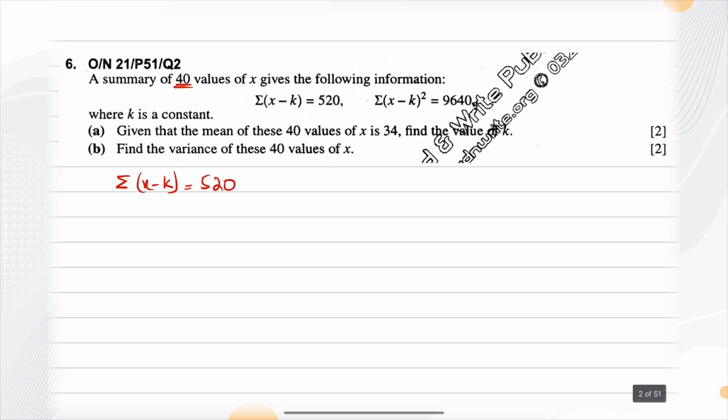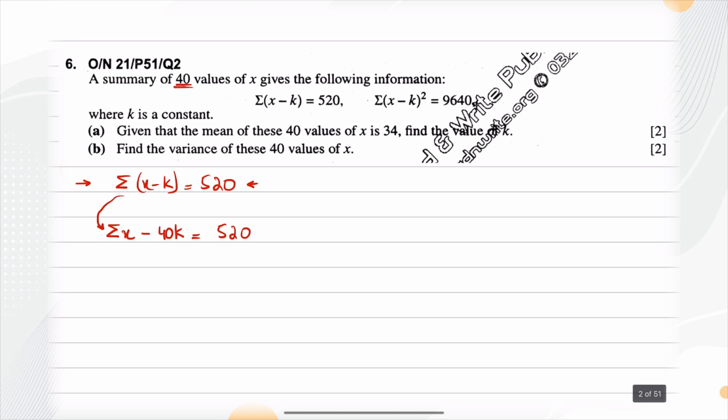Now let's first understand the breakup of this. Summation x minus k basically means the sum of the original values of x, and as we know, from every single value of x, k has been deducted. So if we have 40 values of x, that means k has been deducted a total of 40 times, and that's how we end up with 520. So this is basically what summation x minus k means.